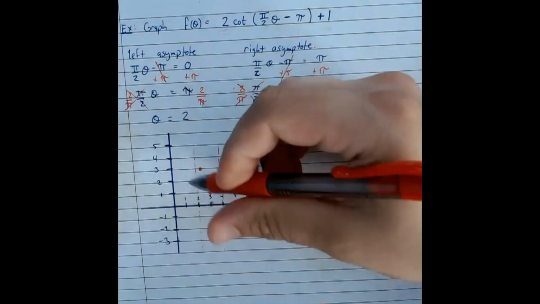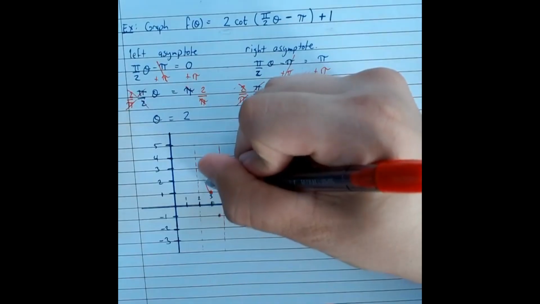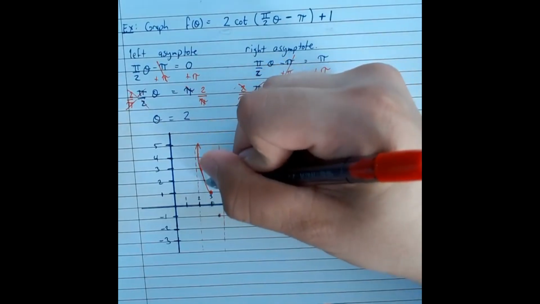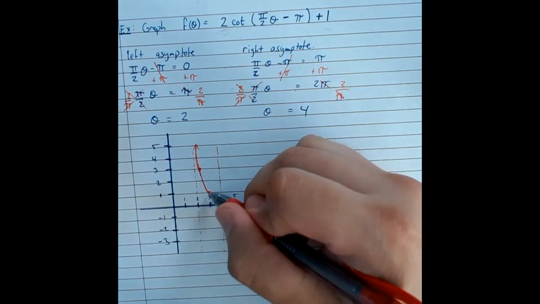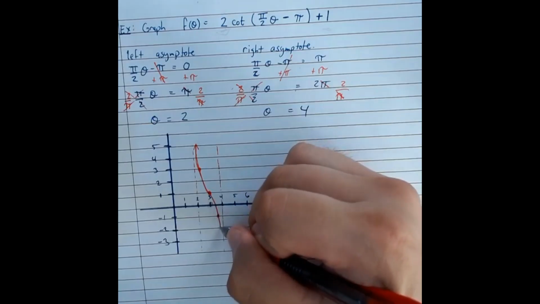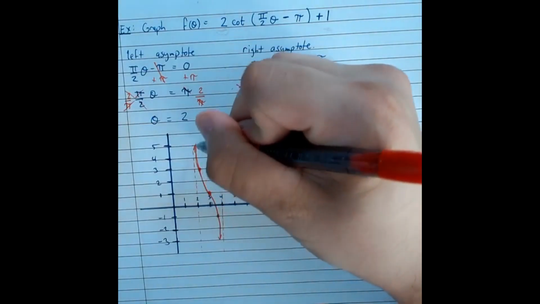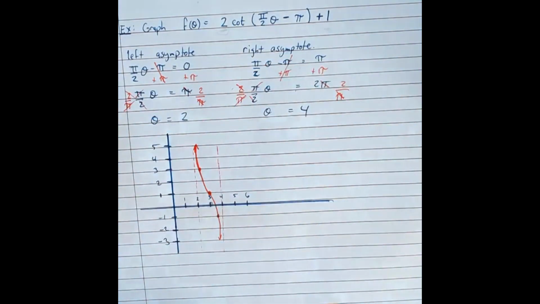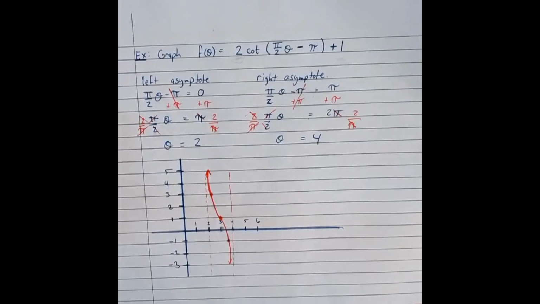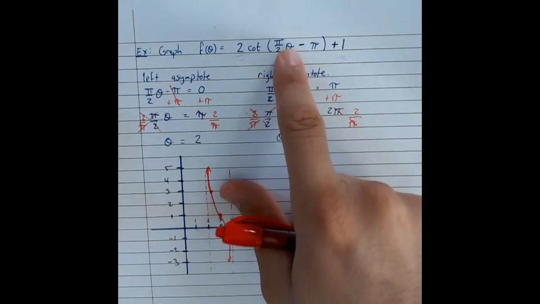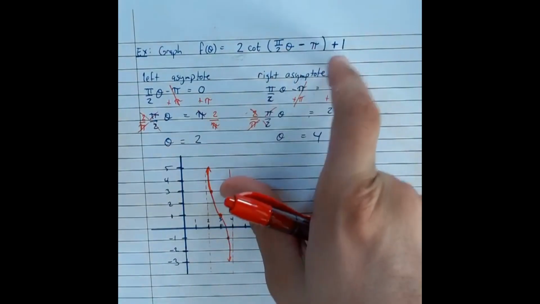So from here, it's going to go up this way, following the asymptote. Don't cross the asymptote. That's the point of having an asymptote. And then over here, it's going to come down this way. And again, don't cross the asymptote. And this is the graph of our function f of theta is equal to 2 times the cotangent of pi over 2 theta minus pi plus 1.